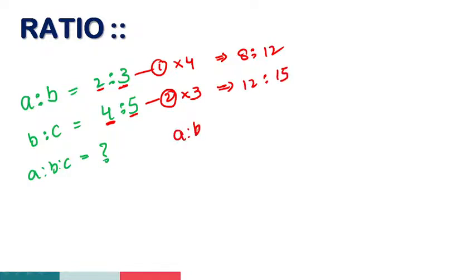So find out the A is to B is to C values, guys. Here A is how much, guys? 8. Right. B value is how much? Here it is 12 and here it is 12. Take the common value, guys. And B value is 12. And C value is how much, guys? 15. Any cancellation? 8, 12, 15. Any cancellation? I think no. So this is the final answer, guys.